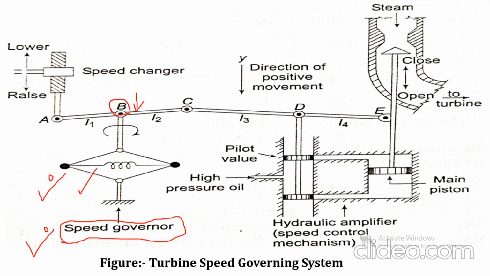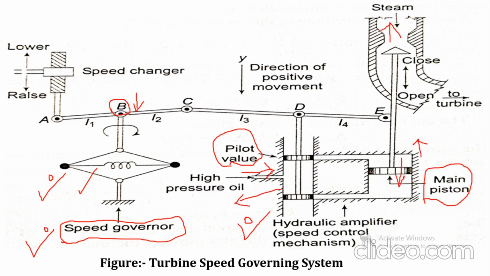Now the third component is the hydraulic amplifier. It has mainly two parts. First one is the pilot valve and second one is the main piston. If we enter high pressure oil, then this main piston will go downside, and in the same way steam flow will be increased and hence frequency will increase. So that is the main function of this hydraulic amplifier.